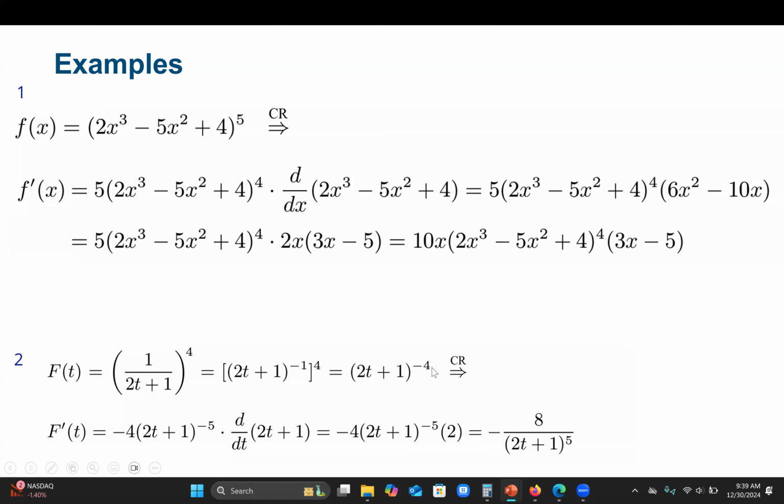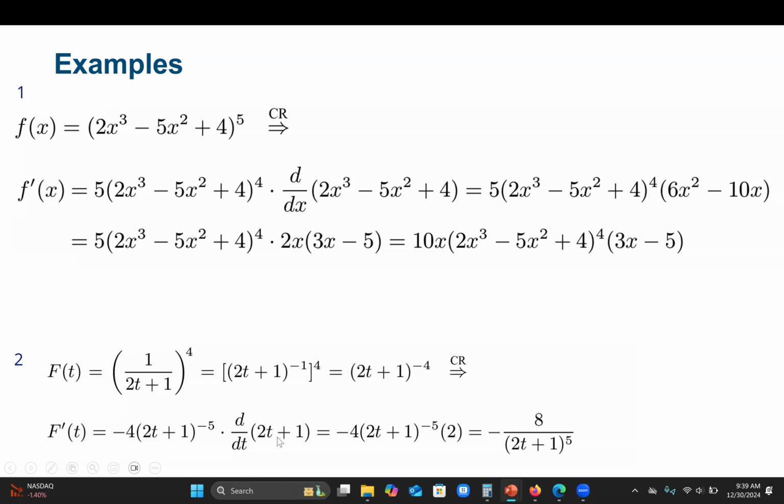Now we need to find the derivative. So what we are going to do first is to find the derivative using the power rule, (2t plus 1) to the power negative 4. Then we find the derivative of 2t plus 1, then multiply both together. Again, the main reason is that this is a composite function. So here we can see we get negative 4 times (2t plus 1) to the power negative 5, because negative 4 minus 1 is negative 5.